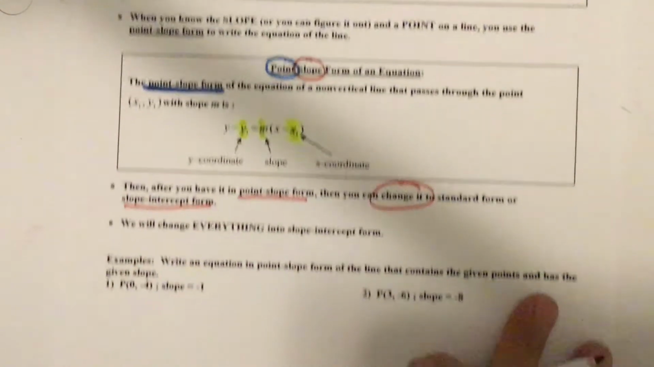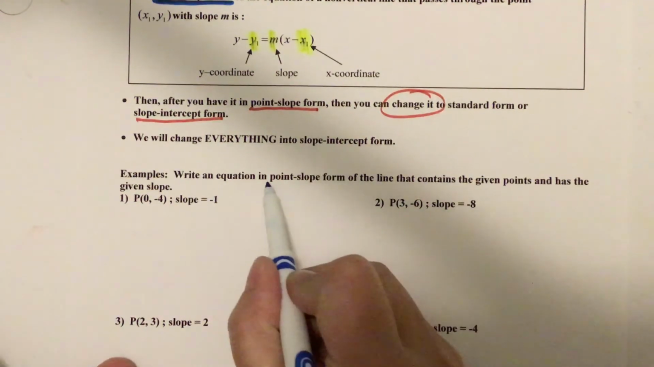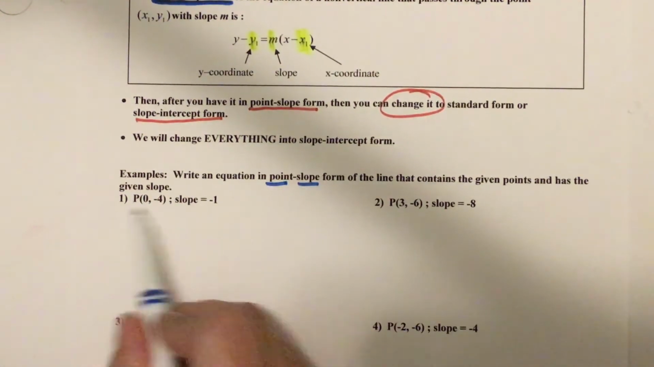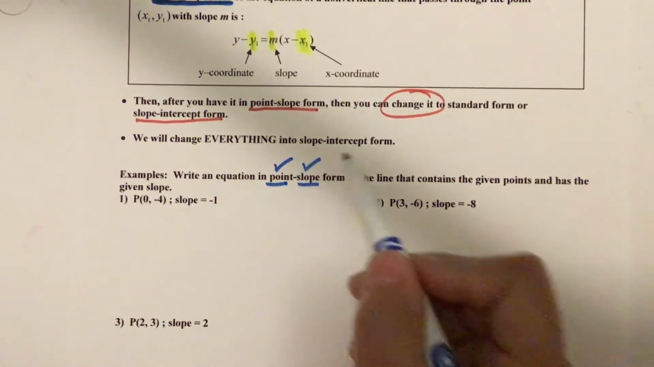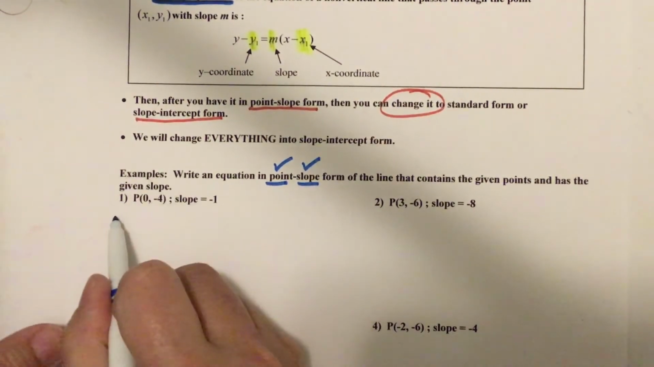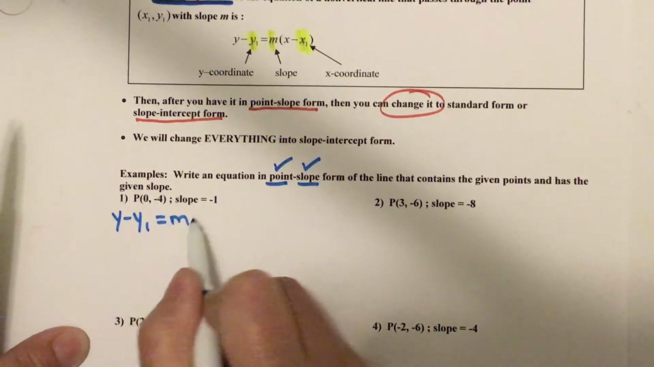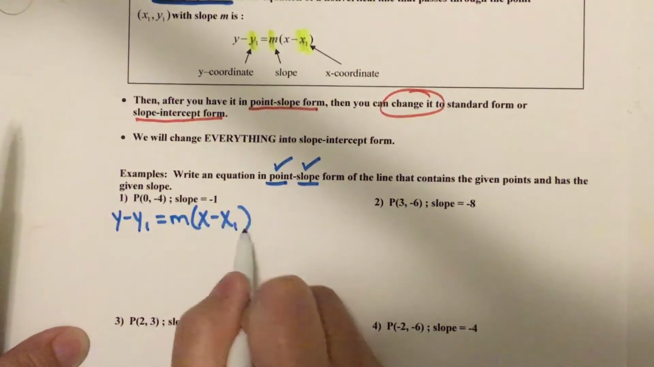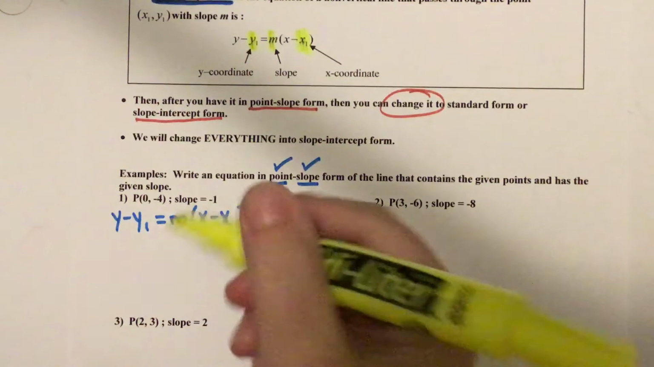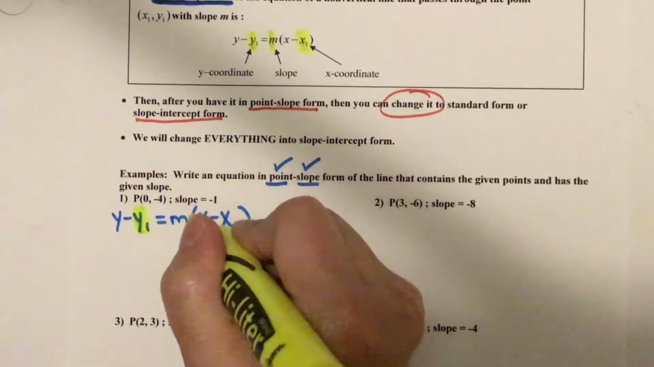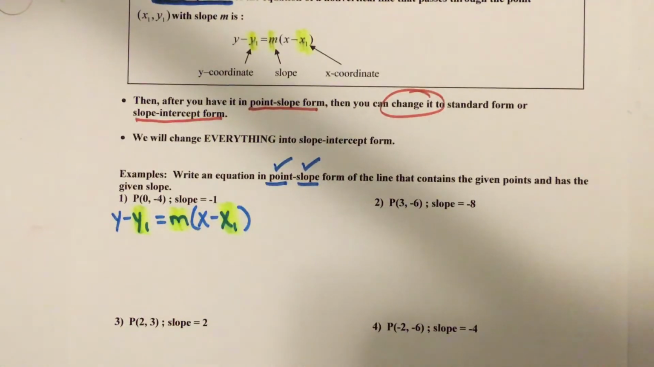Okay, so let's get started. So remember, I'm ready for point slope form if I have a point and if I have a slope. So looking at number 1, I have a point, check, and I have the slope, check. So as long as I have the point and the slope, I'm ready right now for point slope form. So it goes y minus y1 equals m parentheses x minus x1. And like I said, you fill in 3 numbers. Okay, so let's just do that.